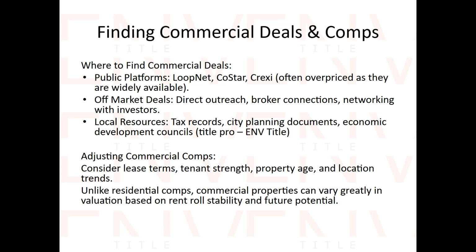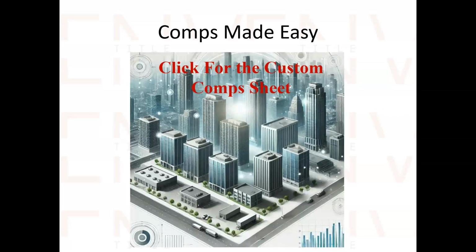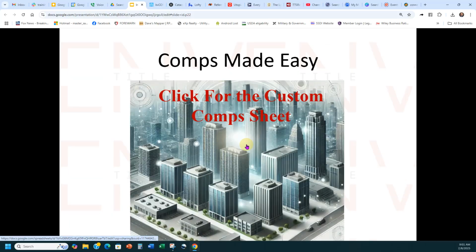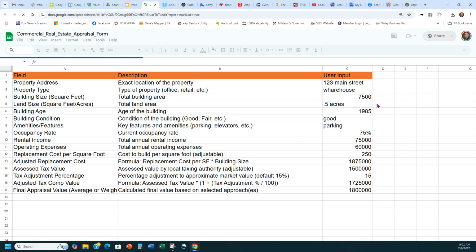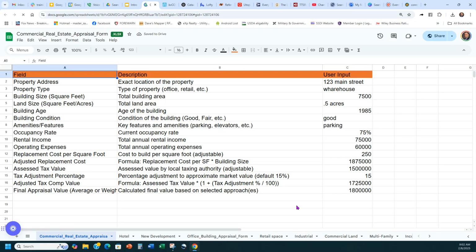Adjusting commercial comps, you have to consider lease terms, tenant strength, property age, location. As you can see, all these variables come in when you look at commercial property. Much more complicated than just basic residential. And as the last sentence says, commercial properties can vary greatly in valuation based on rent roll stats and future potential. Now, I talk to a lot of commercial clients, and they said, we want to know some easy ways to help us get comps, affordability, things like that.